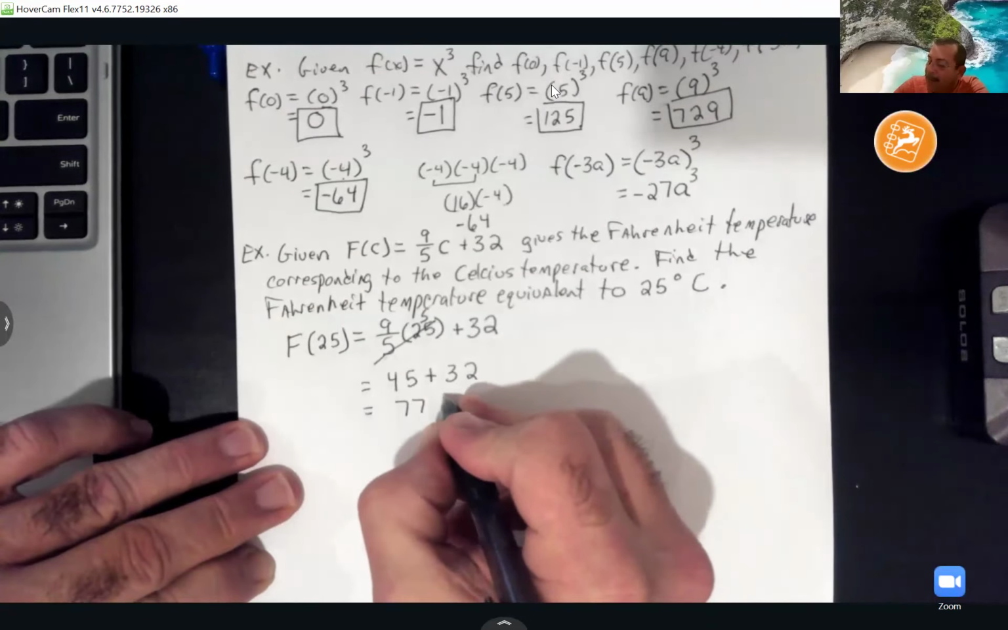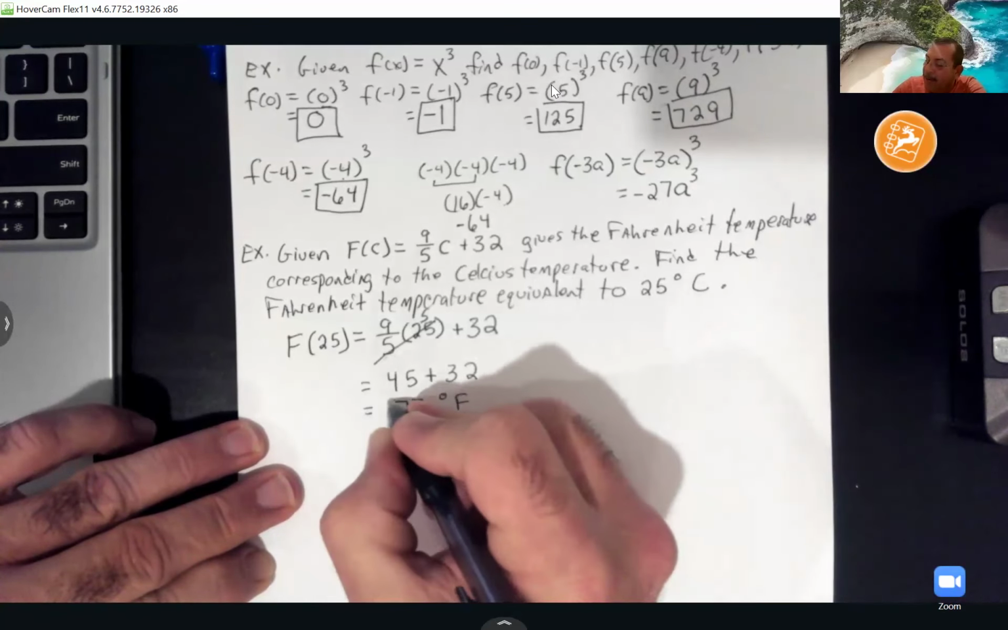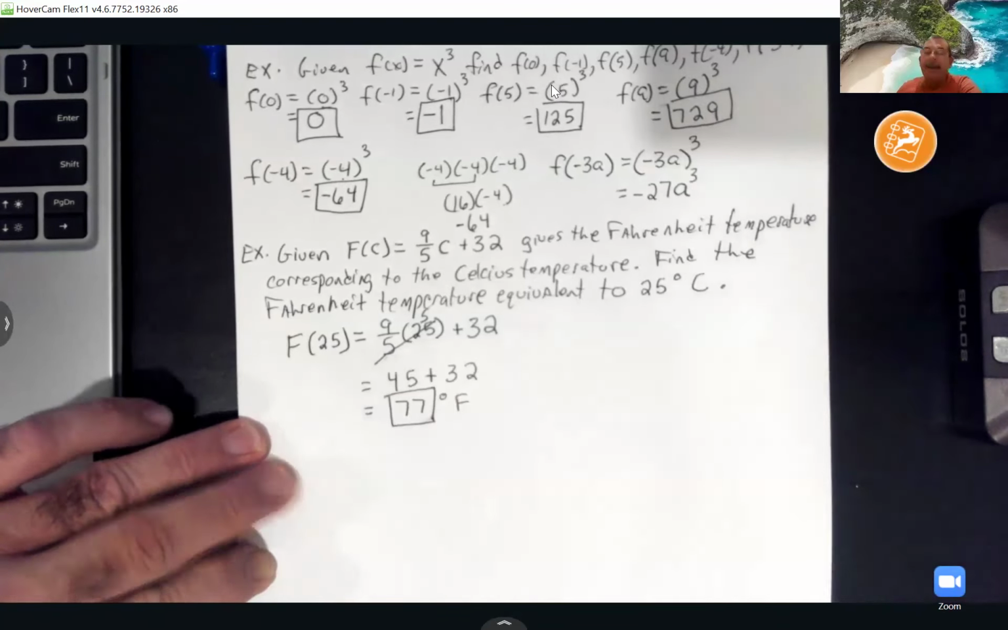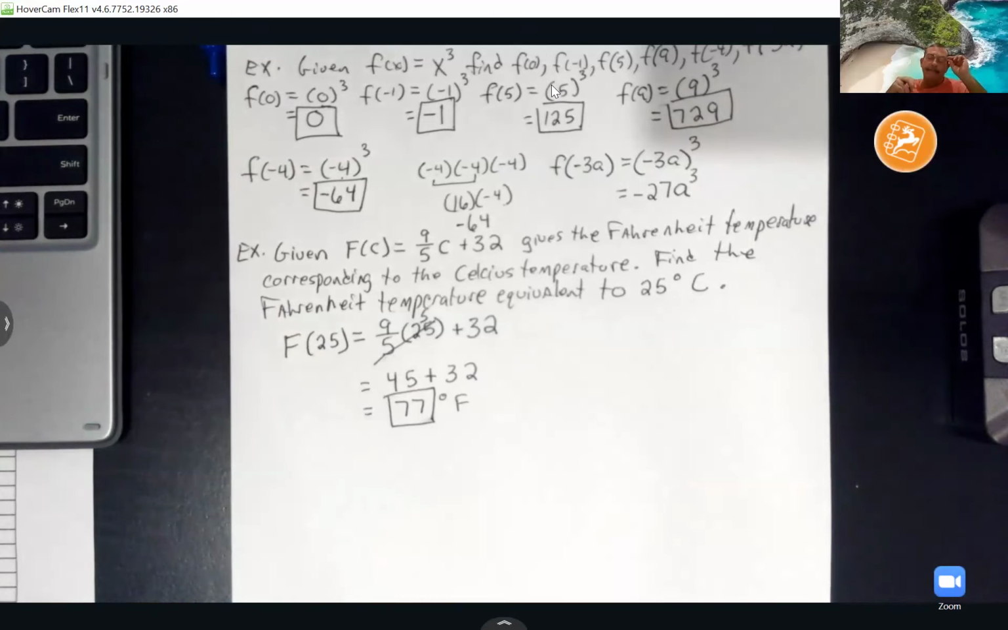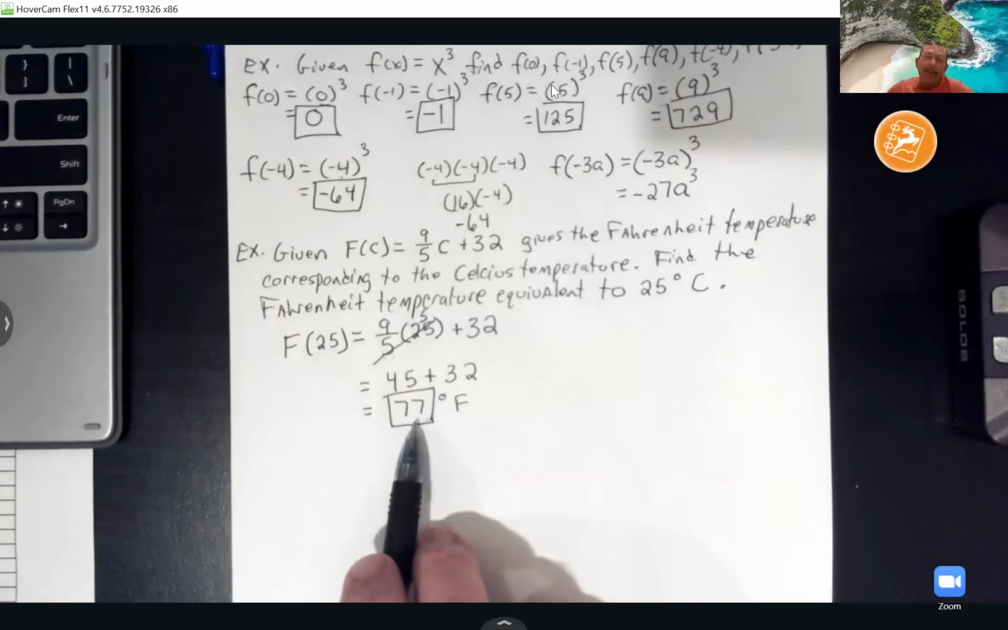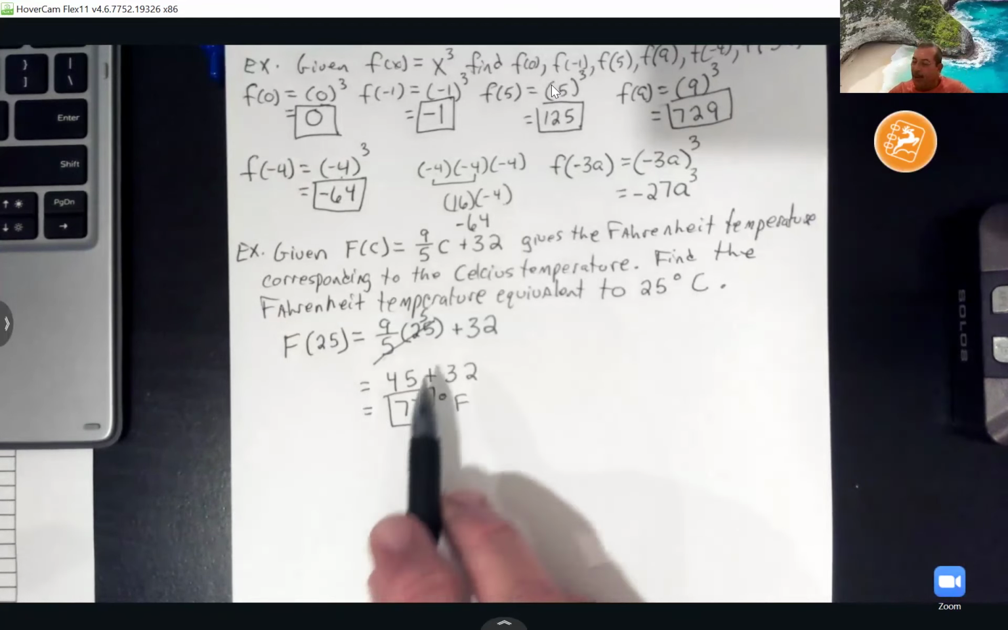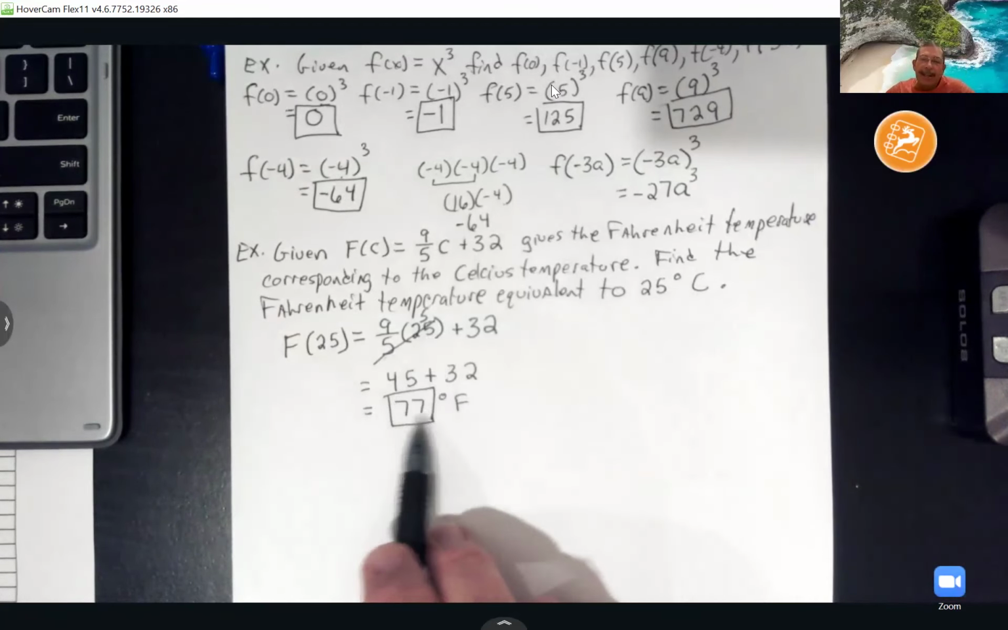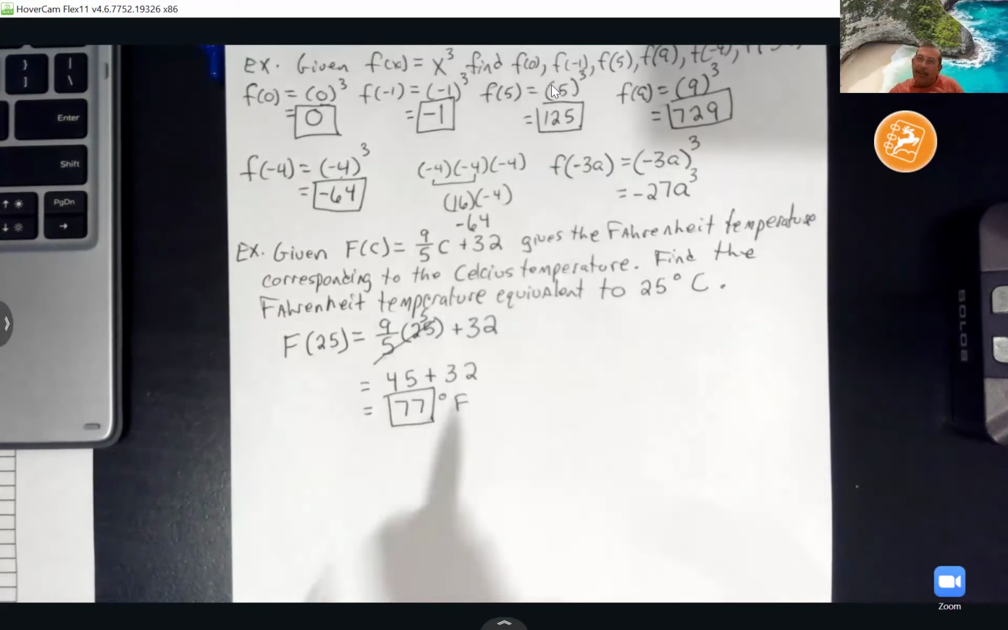Now, MATLAB will have the little degree thing and the F. All you got to do is put in that 77, okay? Little bit warmer than room temperature. So 25 Celsius is around room temperature, maybe a little warmer, okay?